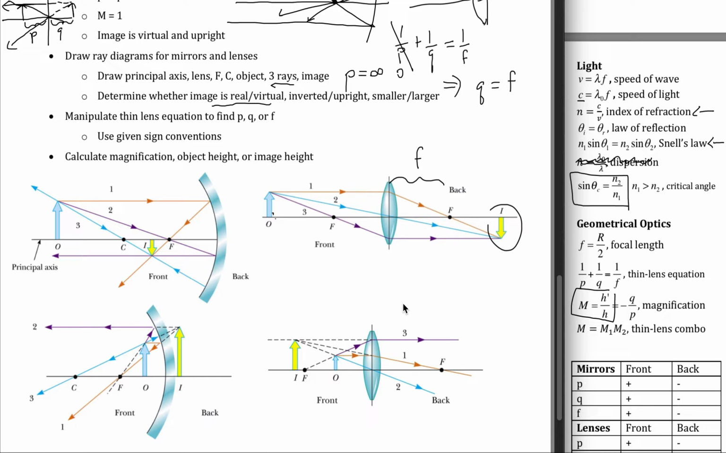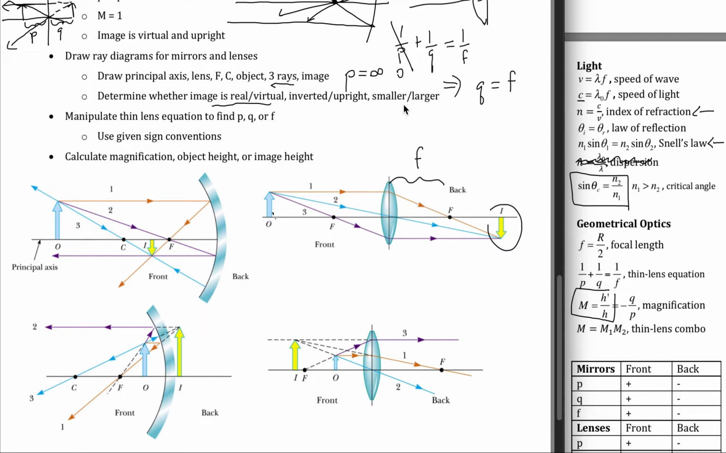So you should be able to look at these diagrams and figure out these properties, draw the other 2 diagrams that are missing that we did in examples, and then you should be able to use the thin lens equation here in order to find the missing value. Whether you're asked to solve for P, Q, or F, you should be able to solve for it.